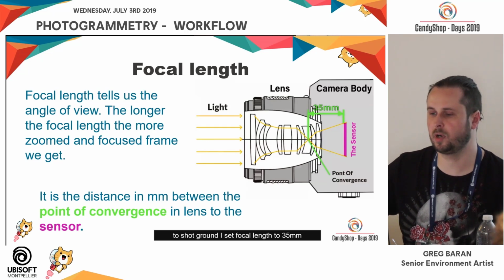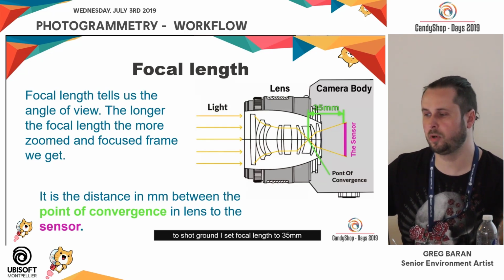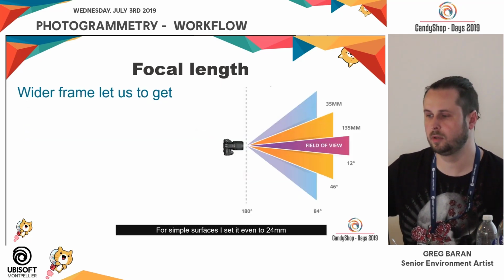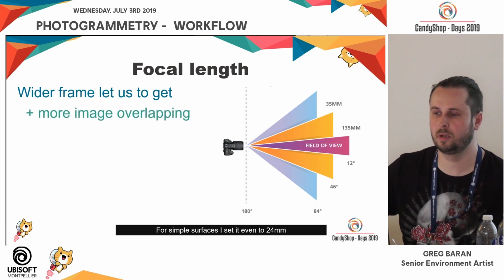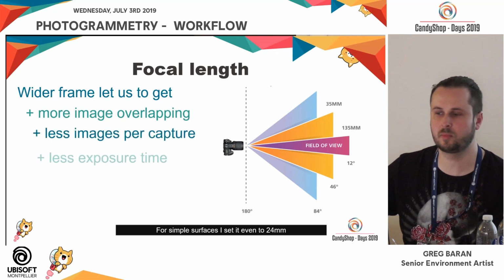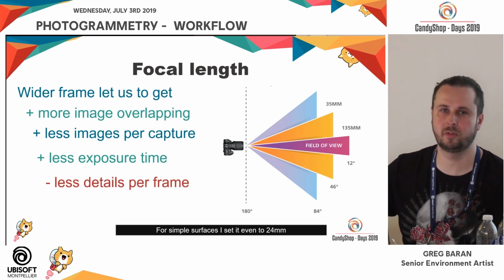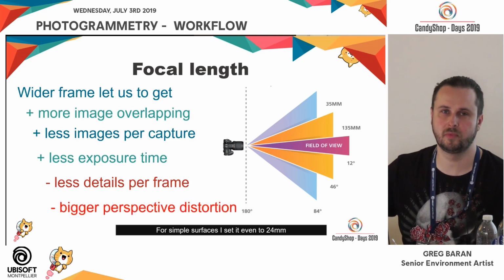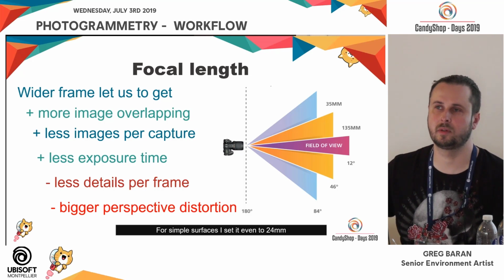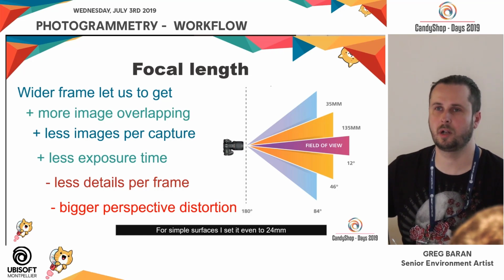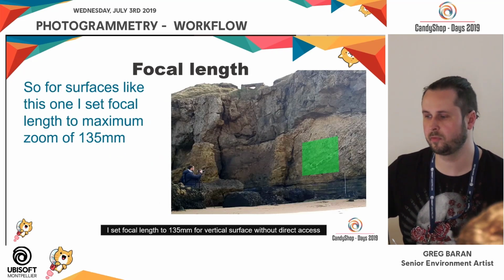About the focal length. Focal length really is the distance between the point of convergence and the sensor, and it's given in millimeters in the camera. The wider frame gives us more overlapping for reconstruction later, less images per capture, so capture is faster. We need less exposure time because we let more light go to the sensor, but we are losing details per frame and we are getting bigger distortion. So every time we need to pick the right focal length for the capture and measure the distance to the surface.